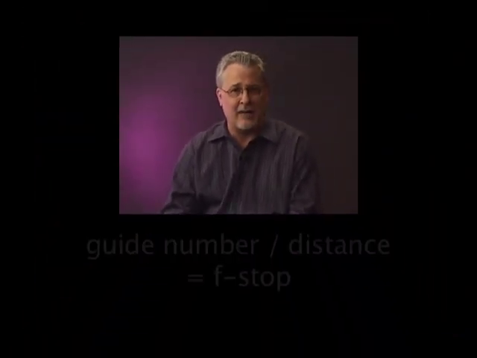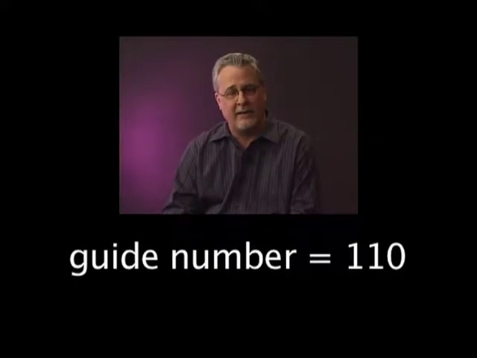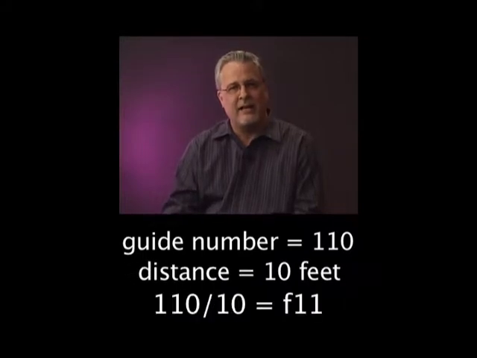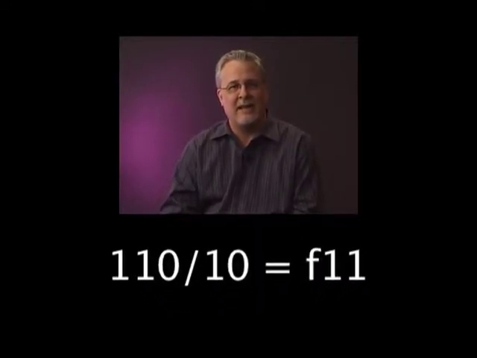We have a little rule that lets us determine what the f-stop is going to be based upon distance and guide number. And that equation is guide number divided by distance equals f-stop. So here's how it works. If your guide number is 110 and your subject is 10 feet away, you would divide 10 into 110 to get the f-stop. And so, doing some simple math, 110 divided by 10 equals 11, which would be f11. So that makes flash photography fairly simple. Guide number divided by distance equals f-stop.